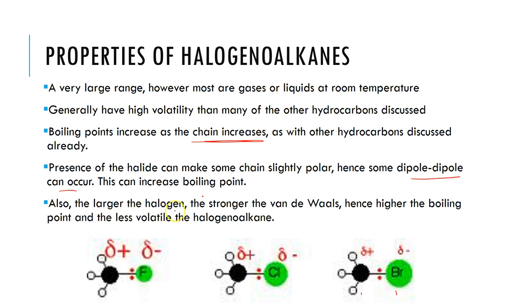Then the larger the halogen, so if we look at fluorine, chlorine, or bromine, the stronger the van der Waals, which is basically our dispersion forces and our dipole-dipole forces together. Therefore, the higher the boiling points and the less volatile the hydrocarbon. Remembering that this bromine here will have a much larger size compared to the chlorine and the fluorine, so that will add to the dipole-dipole forces that we see as well.